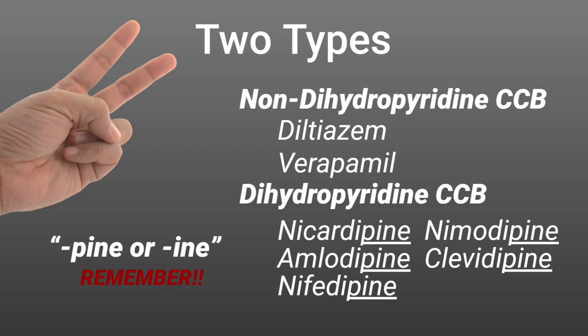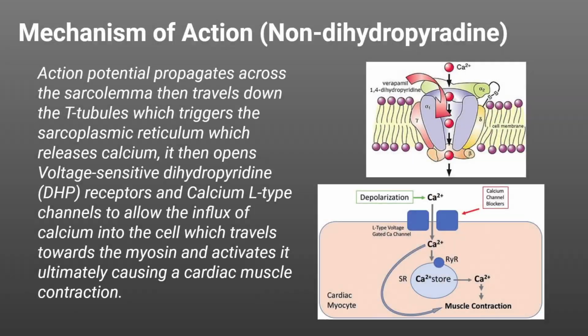And another would be the dihydropyridine calcium channel blockers, which are your nicardipine, amlodipine, nifedipine, nimodipine, and clevedipine. You may remember your dihydropyridine calcium channel blockers through the suffix "pine" or "ine," for instance. It's very important for you to remember these because it'll help you classify the different types of calcium channel blockers.